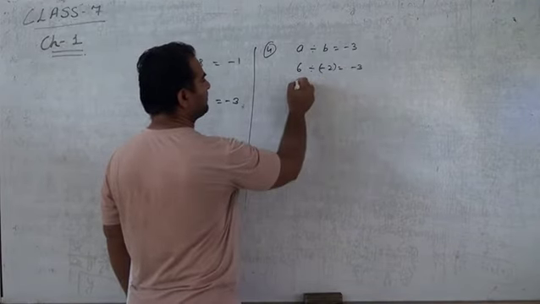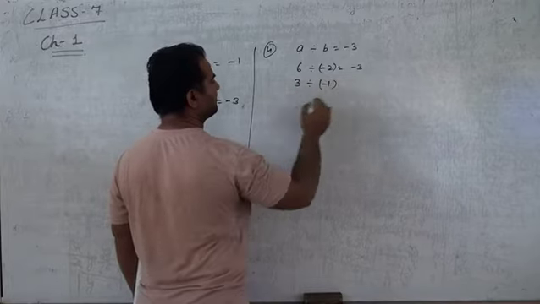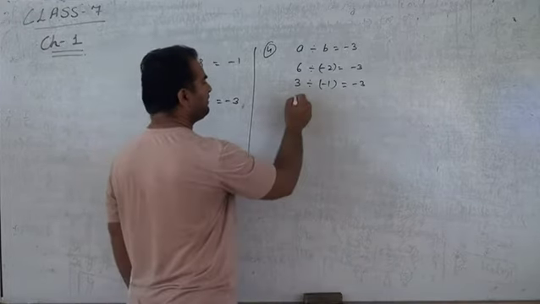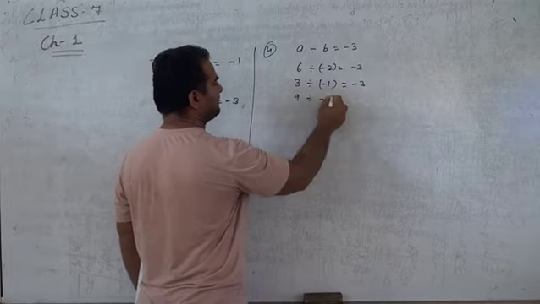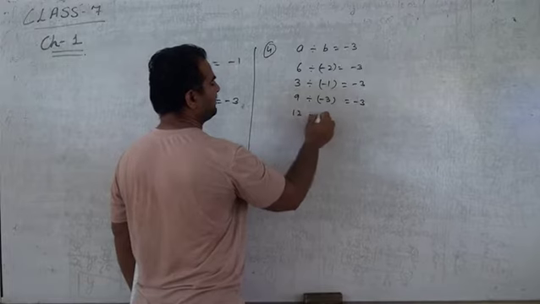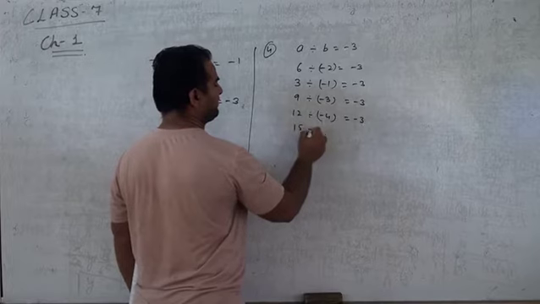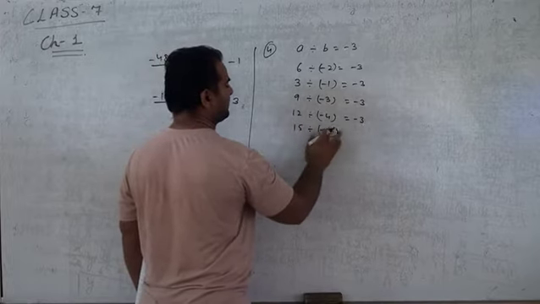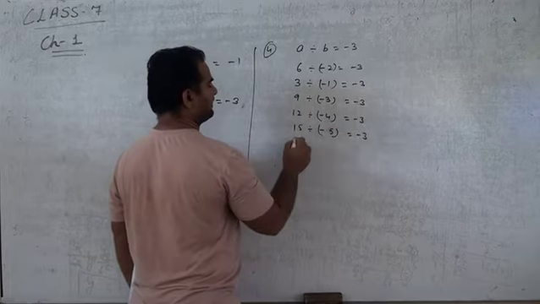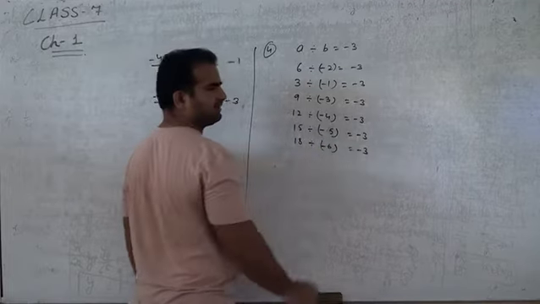We can write 3 divided by minus 1, answer will be minus 3. We can write 9 divided by minus 3 equals minus 3. We can write 12 divided by minus 4 equals minus 3. We can write 15 divided by minus 5 equals minus 3. We can write 18 divided by minus 6, answer will be minus 3.